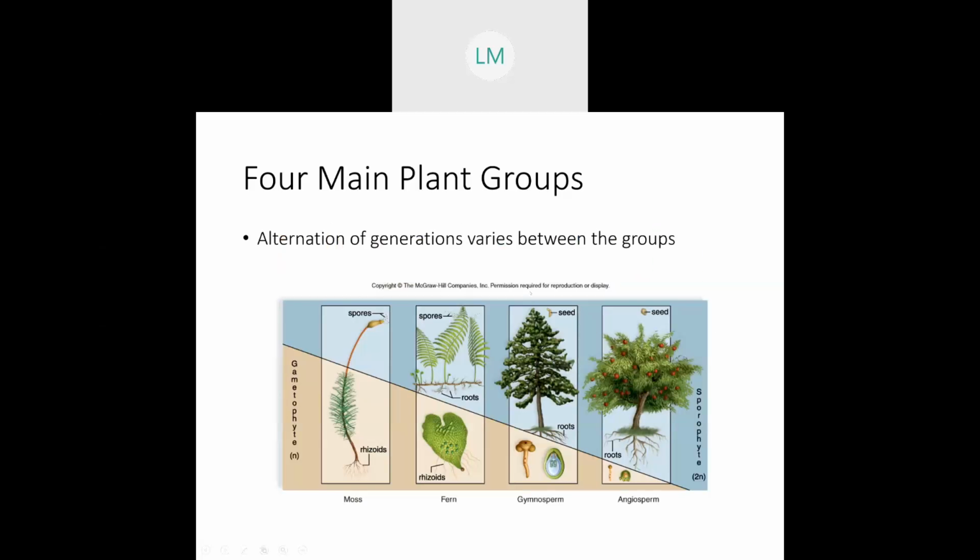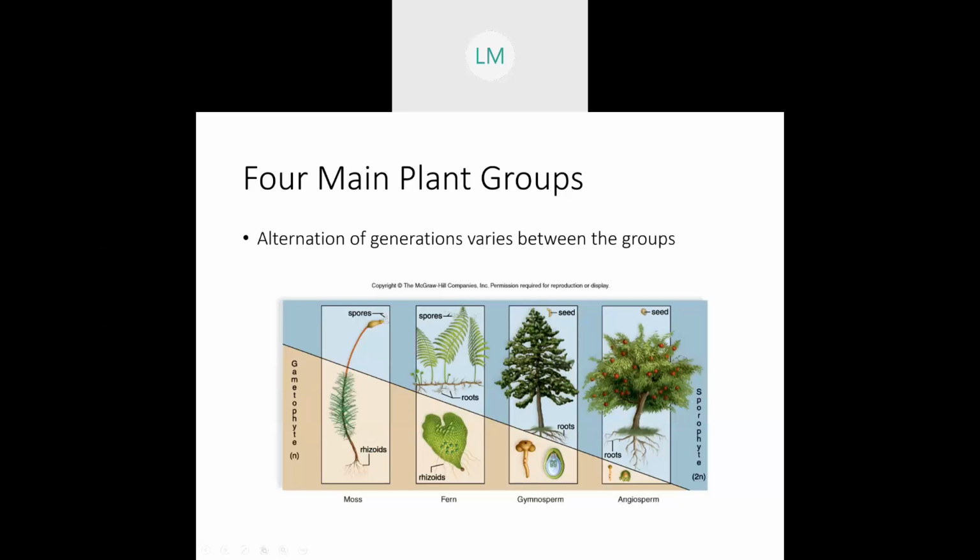And this is just another figure kind of showing the 4 main plant groups and showing the alternation of generations in each group, as far as the amount of time, or basically the dominant generation: is that sporophyte, that diploid stage dominant, versus that haploid gametophyte stage, because in different plants it looks a little different.